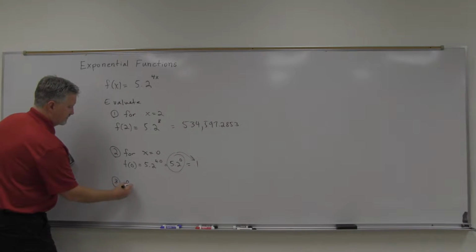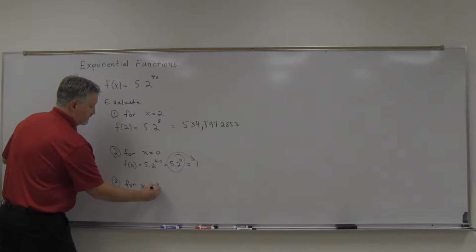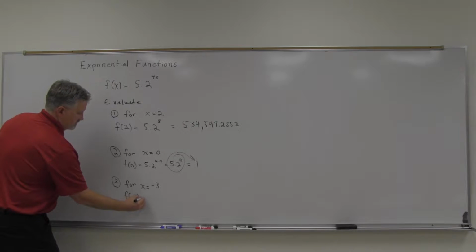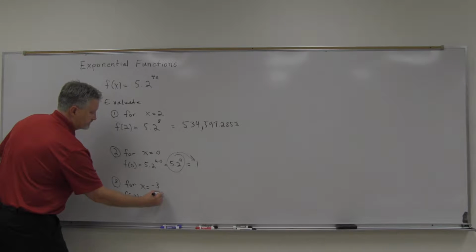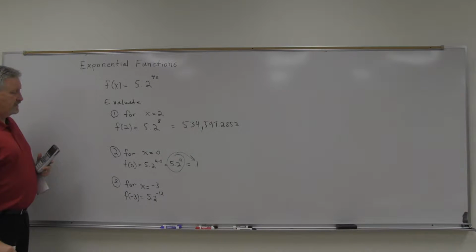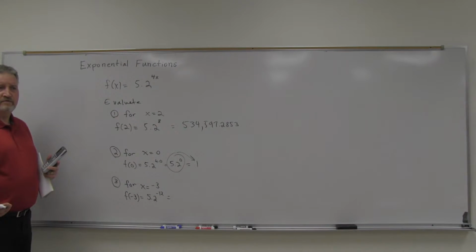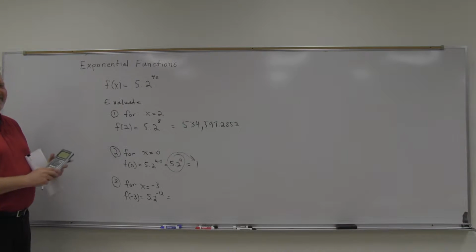Now, let's also evaluate this for x equals -3, or something like that. Of course, you don't have to know this to evaluate this one, but it'd be 5.2 to the -12. Is that going to give you a negative number? Why doesn't that give you a negative number? Because it's even on the exponent? Good guess.